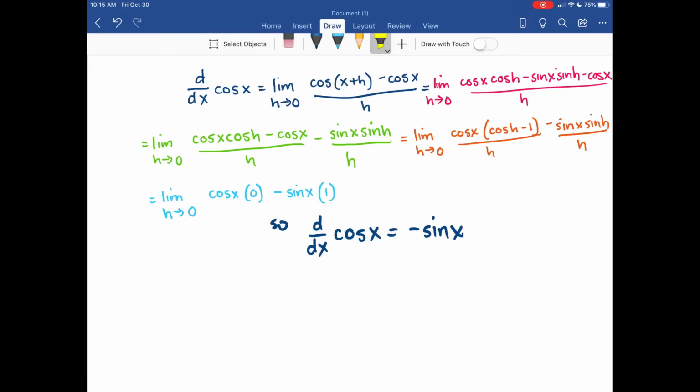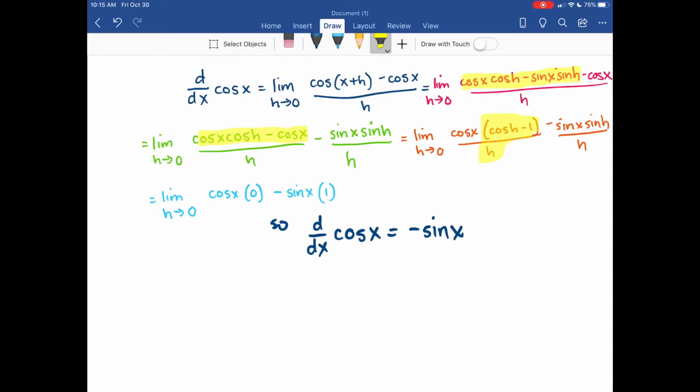So to not take too much of your time, we do that same process with cosine. And you'll notice here, we used our sum identity for cosine. You'll also notice here, in this second step, we just took the two terms that had the cos x's and we combined them into one fraction, and we kept the sine x, sine h separate. Next, you saw that we factored out a cosine of x.